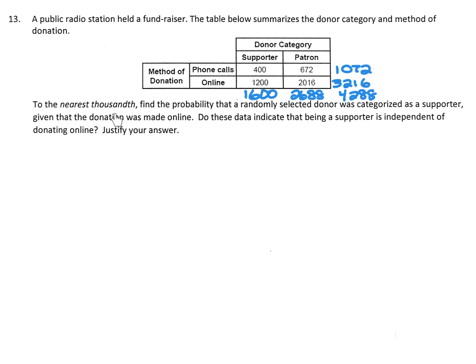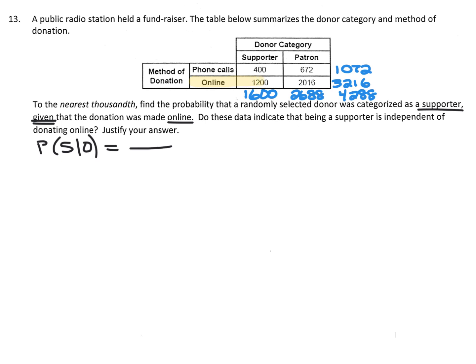It says, to the nearest thousandth, find the probability that a randomly selected donor was categorized as a supporter, given the donation was made online. So we're looking for the probability of being a supporter given online. I'm going to make my little fraction bar since it says probability. Here's online. This is our given category, so if you want to highlight that row, you can.